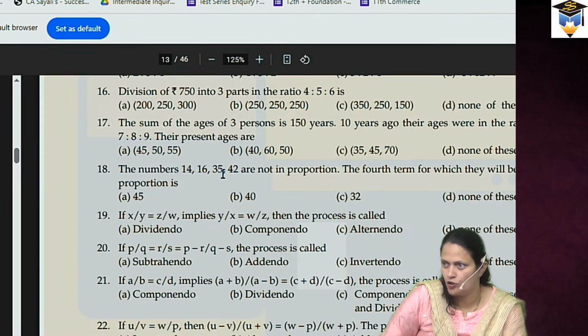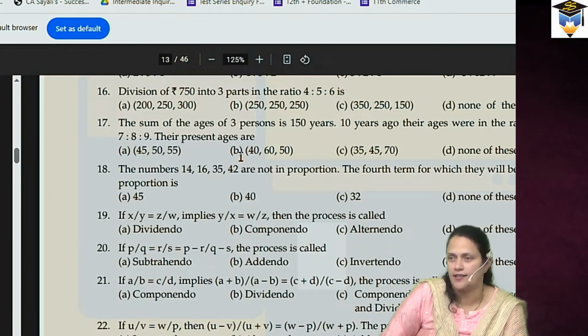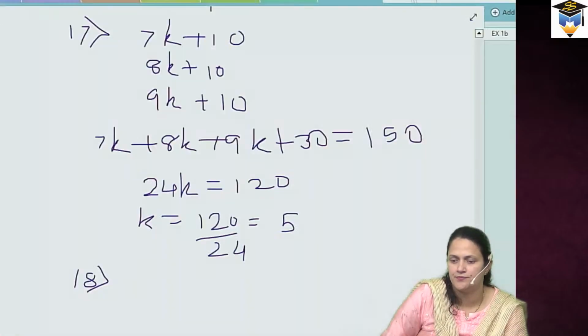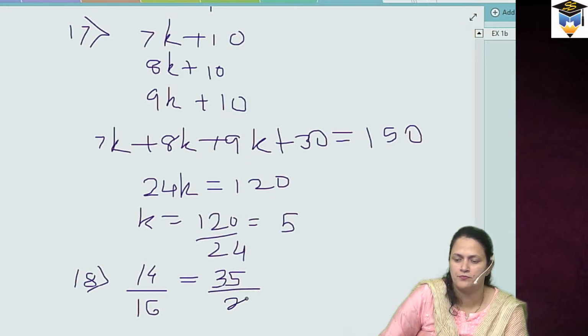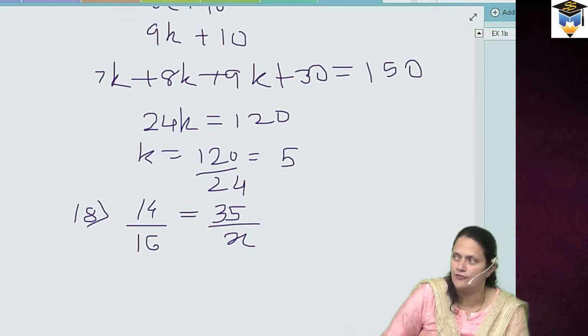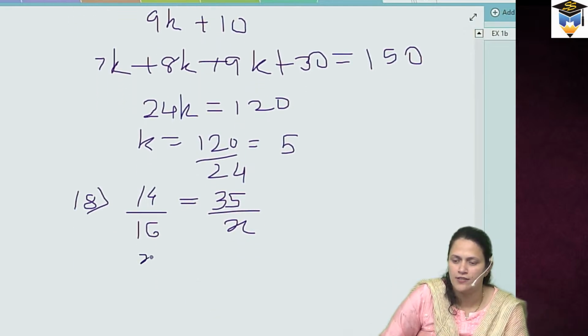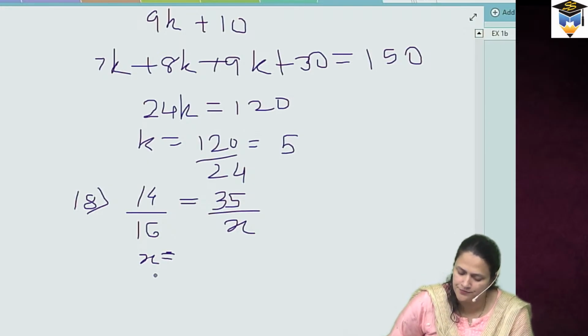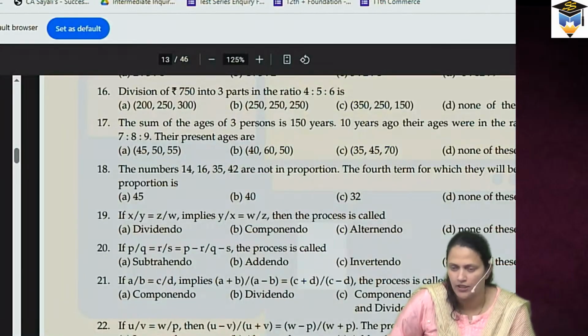Fourth proportional. So what am I going to do? 14 upon 16 is equal to 35 upon x. Cross multiply and solve. Find out the value of x. So 16 into 35 upon 14, which is 40. So the answer is B for the 18th one.